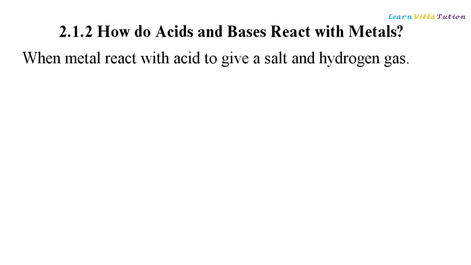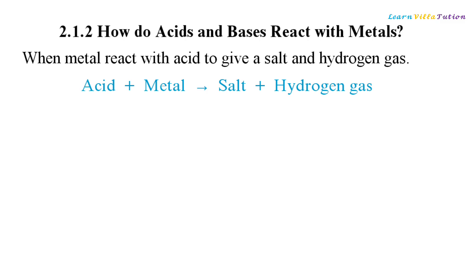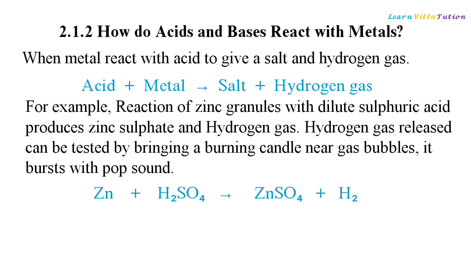When a metal reacts with an acid, it gives a salt and hydrogen gas. Acid plus metal produces salt and hydrogen gas. For example, the reaction of zinc granules with dilute sulfuric acid produces zinc sulfate and hydrogen gas. Hydrogen gas released can be tested by bringing a burning candle near gas bubbles. It bursts with a pop sound.